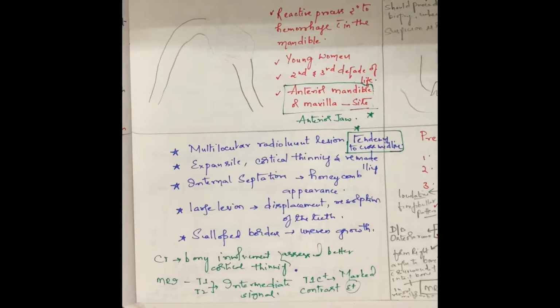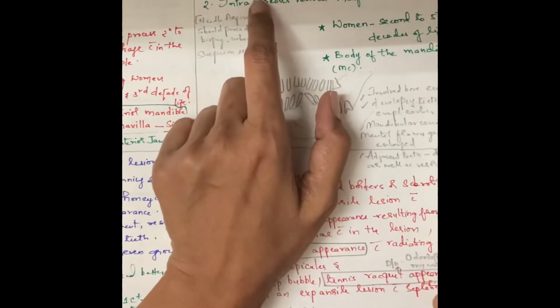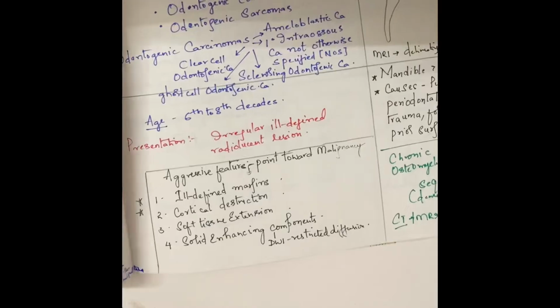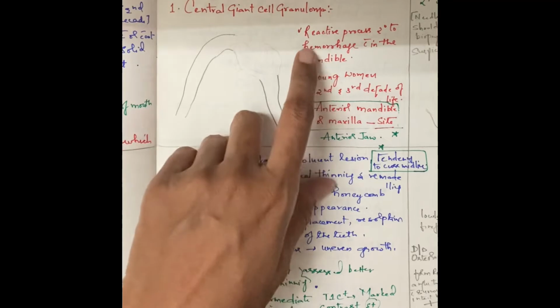Hi everybody. Today we'll be discussing radiolucent jaw lesions, part 3. In parts 1 and 2 we discussed odontogenic and non-odontogenic cystic lesions. Now we are discussing non-odontogenic solid lesions. In this we'll be discussing central giant cell granuloma, intraosseous venous malformation and LCH. These are all radiolucent jaw lesions which are non-odontogenic and solid.